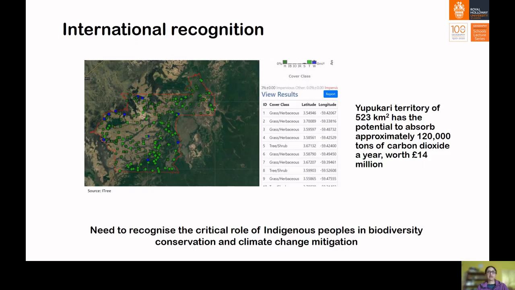When you do this for the little village of Yupakari and its land, you can see that 523 square kilometers has the potential to absorb about 120,000 tons of carbon dioxide a year. If you calculate that very roughly, that would be worth about £14 million. So you can see that helping to maintain these biocultural landscapes, as I said before when talking about community solutions, is not just a local benefit, but a global benefit. My closing statement is that we need to recognise the critical role of Indigenous peoples in biocultural landscapes and in maintaining biodiversity and also contributing to climate change mitigation.